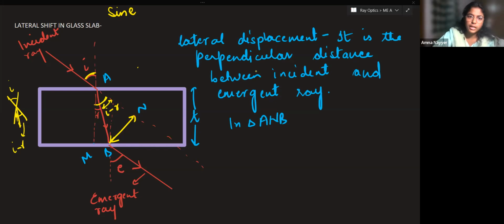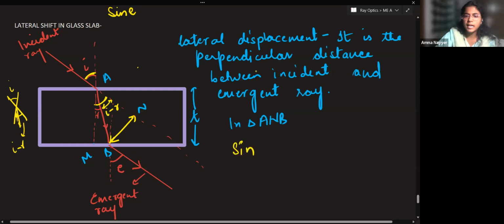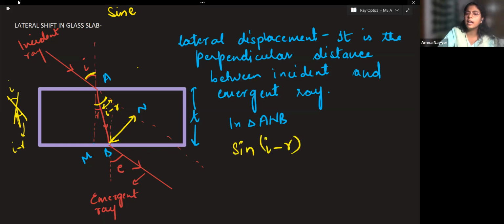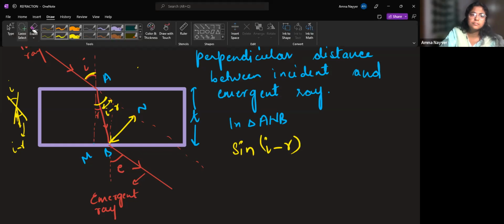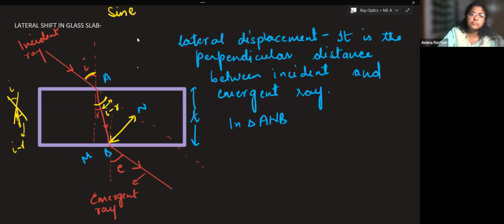Now see, look at this triangle A and B, this triangle that you have. If I take sine of this angle, what is this angle? Sine i minus r. So this is the triangle that you have. BN is the perpendicular. BN only is the lateral shift. This we are trying to find out. So this will be BN divided by AB. Perpendicular is this.